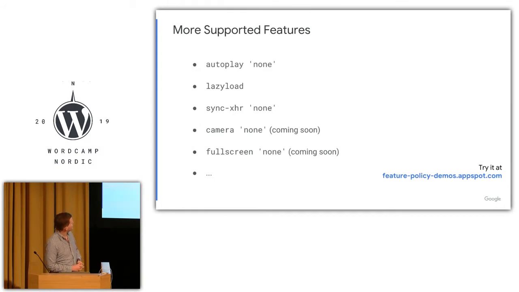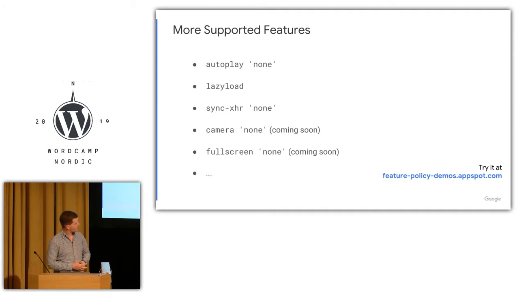There are many, many more features supported by the feature policy specification. You can control media so that it doesn't just autoplay when the user accesses your site. You can enforce lazy loading across your entire website. Yes, lazy loading is actually a standard that's coming natively to the web at some point. You can disable synchronous AJAX requests, which we shouldn't be doing. Camera access, full screen, and many, many more. There are currently 11 features supported and 17 more coming.